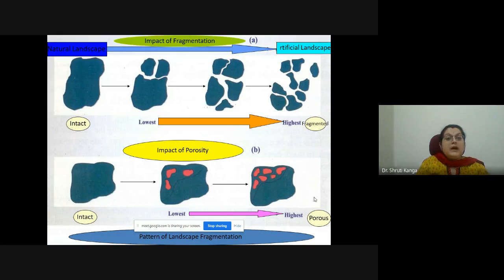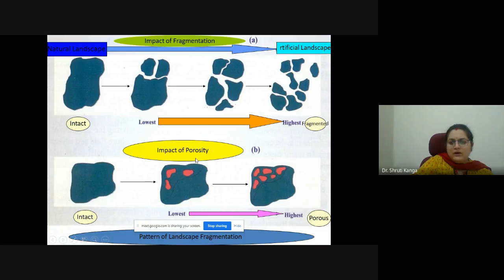Then the impact of fragmentation. What is the impact of fragmentation? It means we have a bigger patch, and with time, because of the interference of different elements, different habitations, different activities, the forest is being depleted, and slowly it is being fragmented. Okay, so you see, these are the natural landscapes.